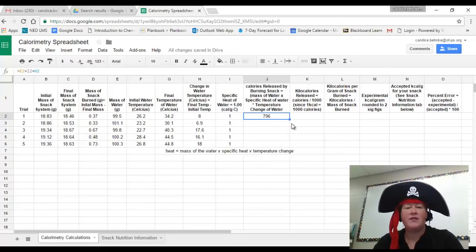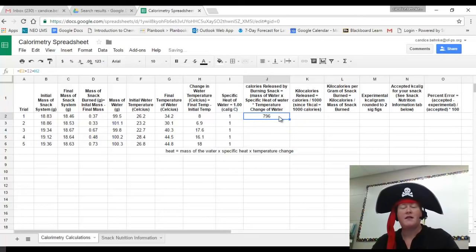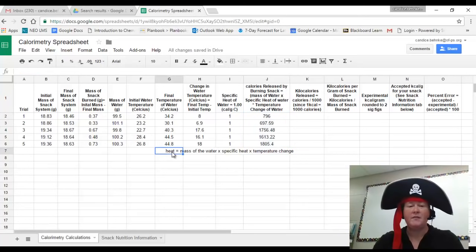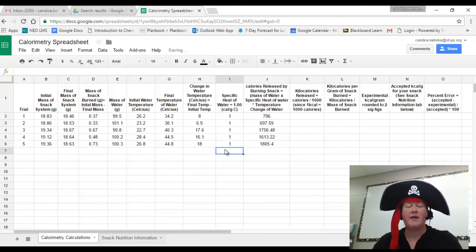So once again, I can click on this box, hover over the little square, and carry all of those calculations down. I'm going to erase this, if I can find it. So to get that out of the way.